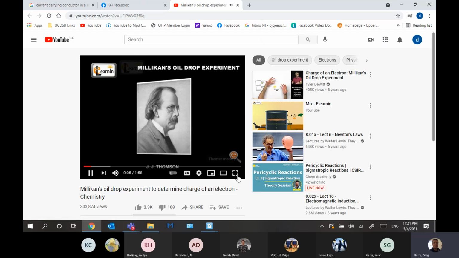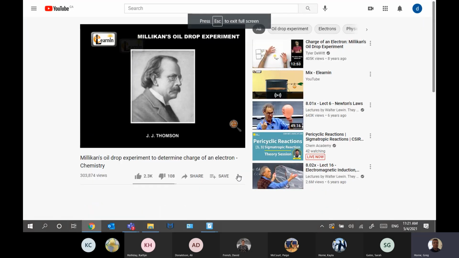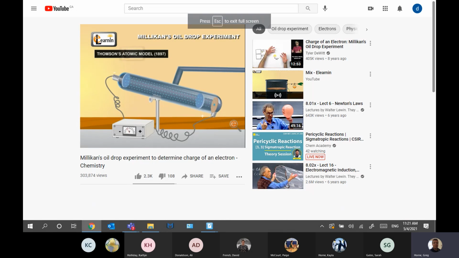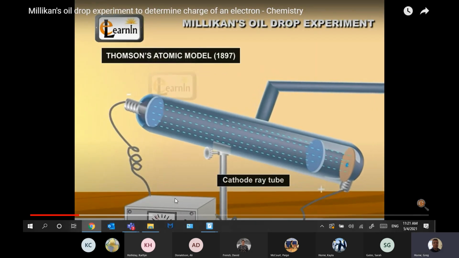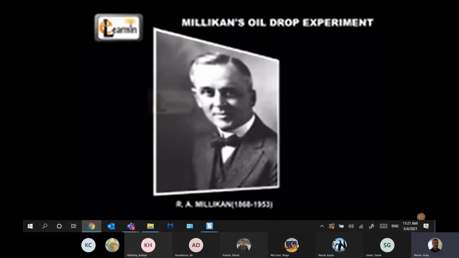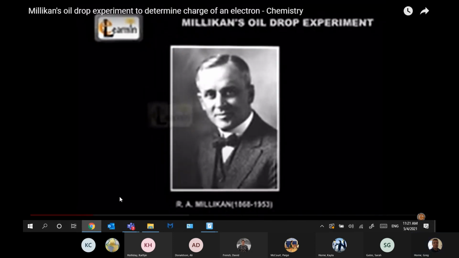British physicist J.J. Thomson had measured the ratio of electrical charge to the mass of an electron using a cathode ray tube in 1897. Later, R.A. Millikan looked to determine the charge on the electrons.